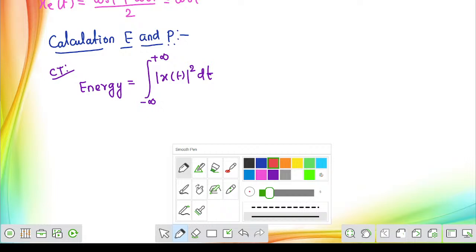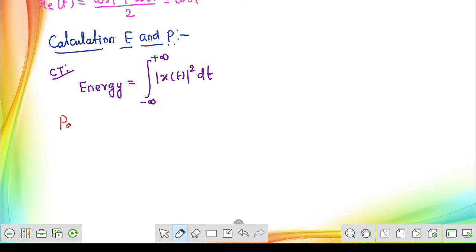Sometimes a periodic signal will be given, sometimes an aperiodic signal also will be given. If the given signal is a periodic signal, then the power value will be simply 1 by T, where T is the fundamental time period of the periodic signal, and you can run from 0 to T into mod of x of t whole square into dt.